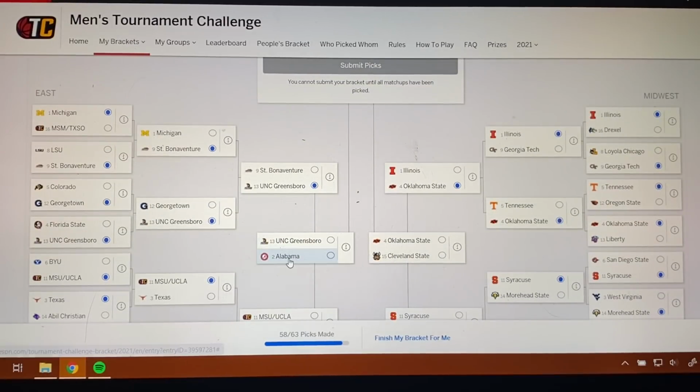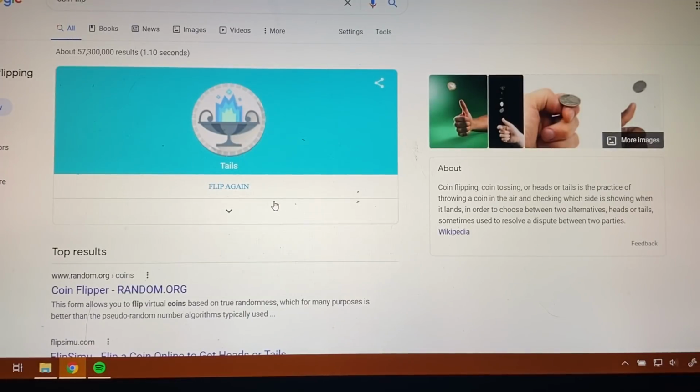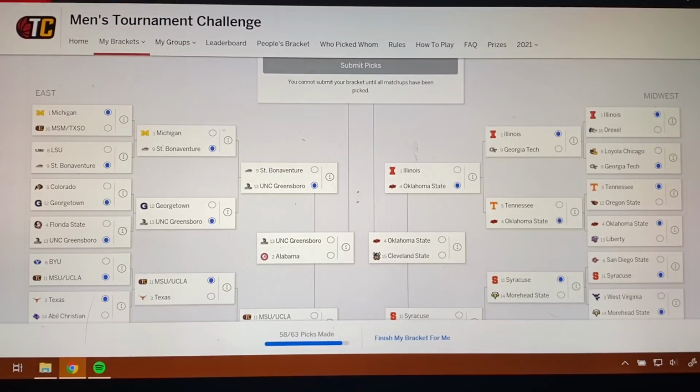So down here, UNC Greensboro, Alabama, 13 versus 2. We need to have a 13 seed in the national championship guaranteed. We need heads here. We need UNC Greensboro. We have Alabama. So, I mean, this is kind of realistic. We have a 2 seed in the final 4 now.